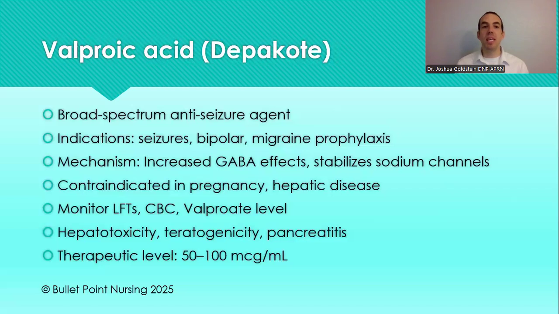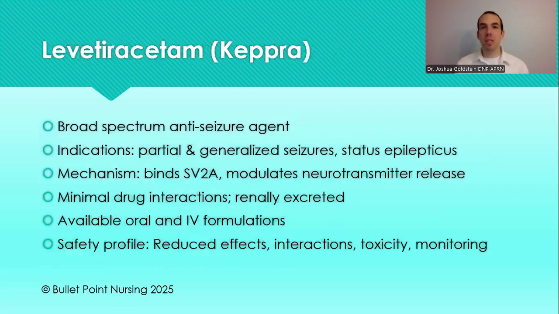If the patient is on this medication, make sure we are monitoring their liver function test. We're going to monitor their CBC because this can cause thrombocytopenia or other blood issues. And we're also going to monitor their valproate level. Their valproate level should be at 50 to 100 micrograms per milliliter.